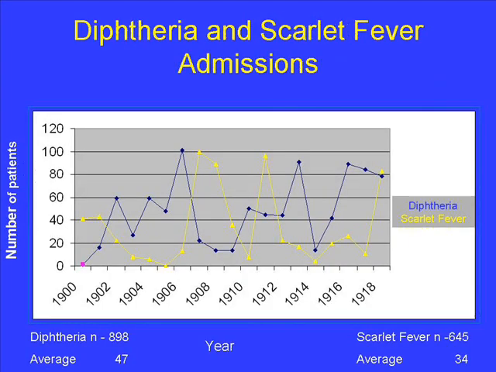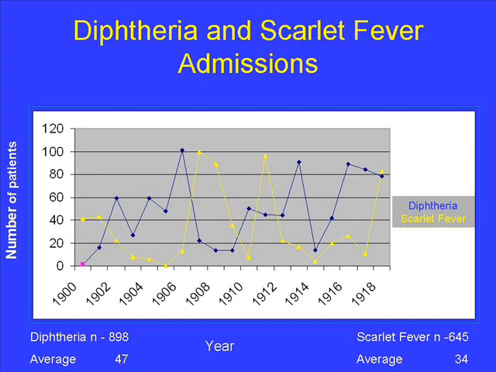Now, this is the pattern of admissions of diphtheria in blue and scarlet fever in yellow, and it's evident that there were outbreaks in different years of these two diseases, and they cycled up and down. So that during this period of time, there were 898 patients with diphtheria admitted to hospital, averaging about 47 per year.